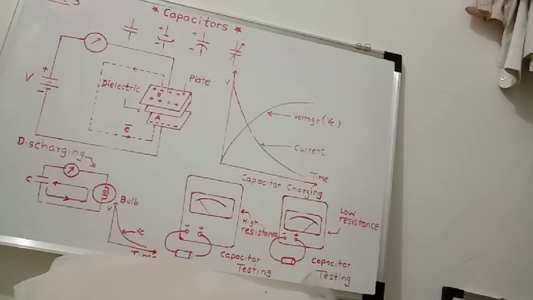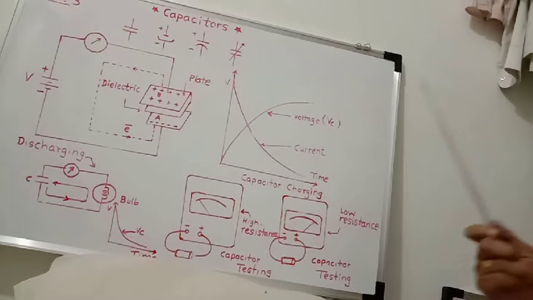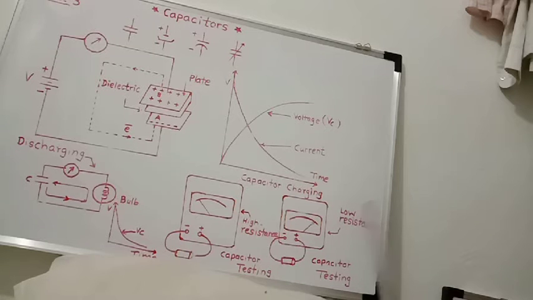Now, what is meant by RC time constant? This is an important term which is related with timer circuits. RC time constant is defined as the time required for the capacitor to charge up to 63.28% of its applied voltage. This is the definition of RC time constant.